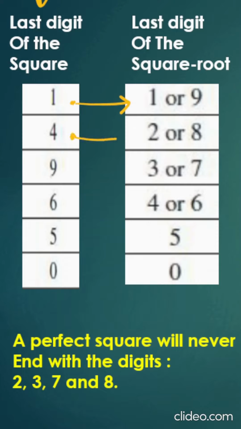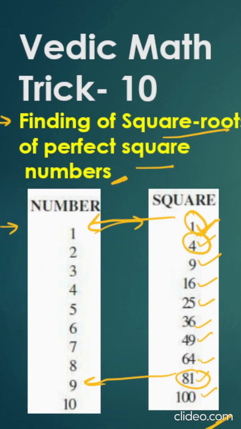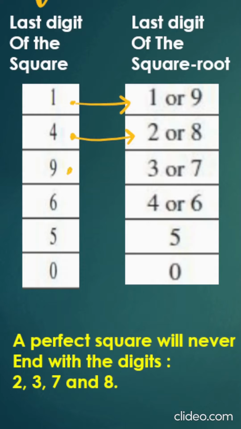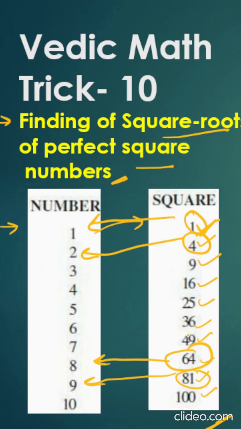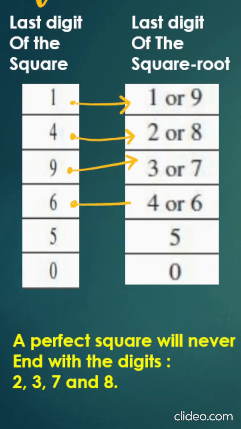When you have the last digit as 4, then you have two options for the square root, 2 and 8. You can see that when the last digit is 4, in these two cases, you have two options for the square root, that is 2 and 8. Let's see another one. When you have 9 as the last digit of your perfect square number, then you can have 3 and 7. Right? And similarly, when you have the last digit as 6, the square root can be 4 or 6, because 4 square is 16 and 6 square is 36.